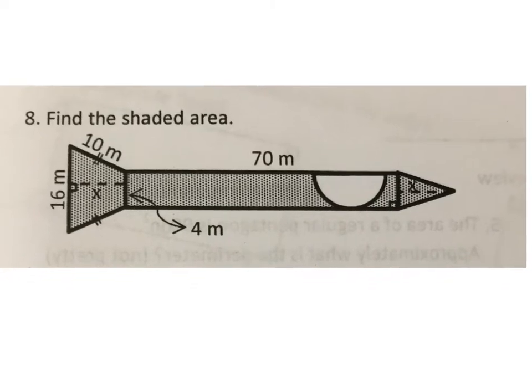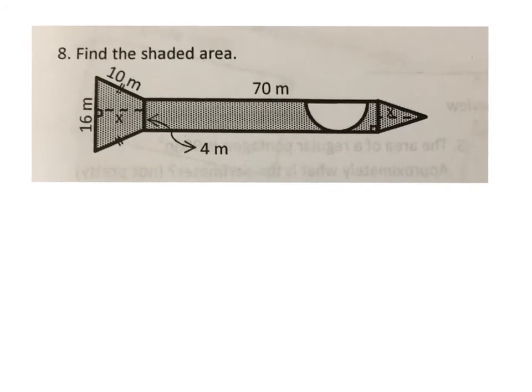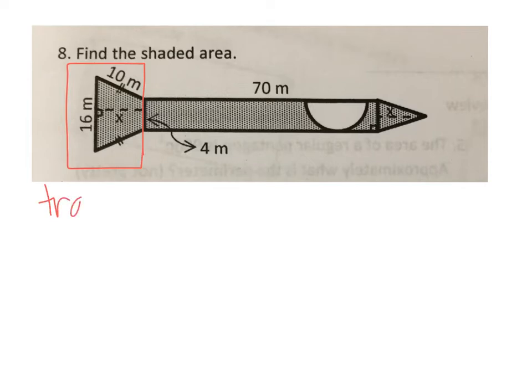So when we're finding this composite area, we have to find every single shape's area and add and subtract. So let us start with the trapezoid. Okay, to find the area of the trapezoid, it looks like we need to find the height. This is the height of our trapezoid.